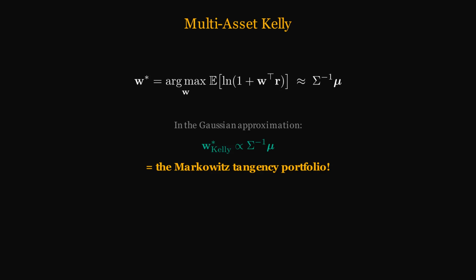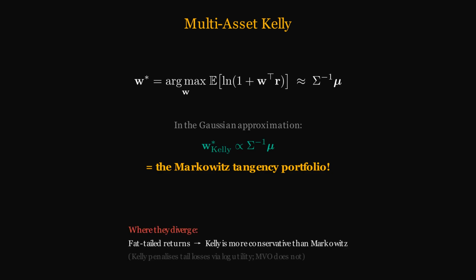For a portfolio of n assets, the multi-asset Kelly maximizes the expected log return over all weight vectors W. In the Gaussian approximation, the optimal Kelly portfolio is proportional to the inverse covariance matrix times expected returns, identical to the Markowitz tangency portfolio. Kelly and Markowitz converge in the Gaussian world. Where they diverge is in fat-tailed distributions, where Kelly is more conservative because log utility penalizes extreme losses far more severely than mean variance does.